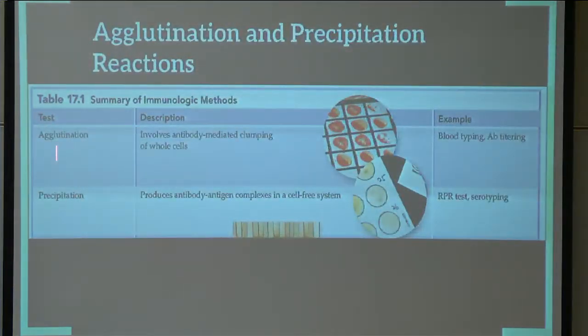Agglutination versus precipitation, again: whole cells with agglutination, a cell-free system, just molecules, with precipitation. That is it. Blood typing, if you've done blood typing, that's agglutination. You're using the entire red blood cell, detecting those antigens on that red blood cell. Precipitation is a cell-free system. RPR, rapid plasma reagin, I think is what it is. It's a syphilis test, which would be an example of a precipitation.